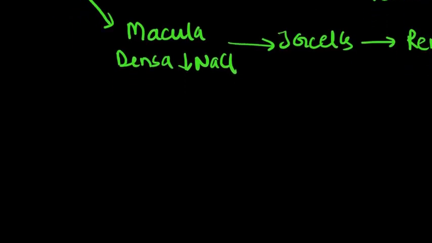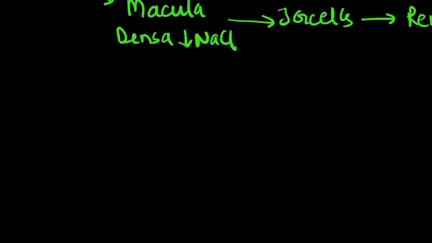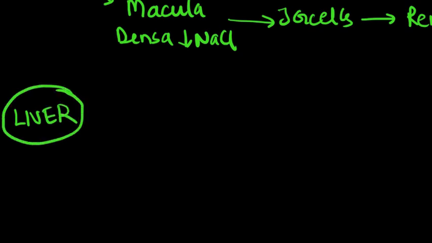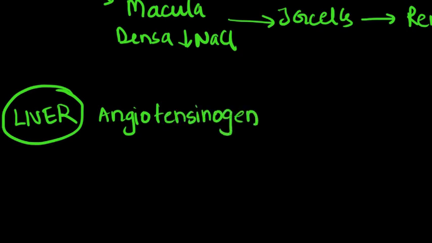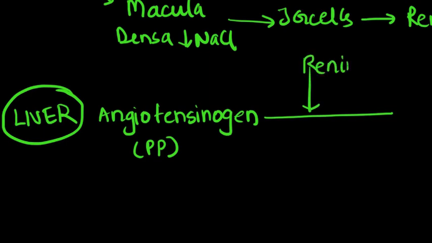Now what happens once the renin is released? There is a plasma protein which is produced at the level of the liver. The liver, as you know, is the center for all protein synthesis. So the liver produces a plasma protein known as angiotensinogen. This plasma protein produced in the liver is cleaved by renin to produce angiotensin 1. Now this is a 10 amino acid long peptide.